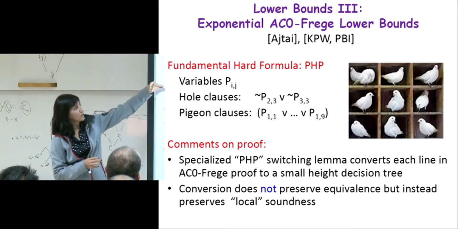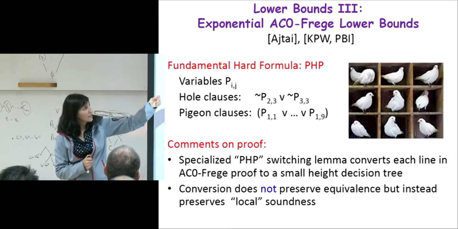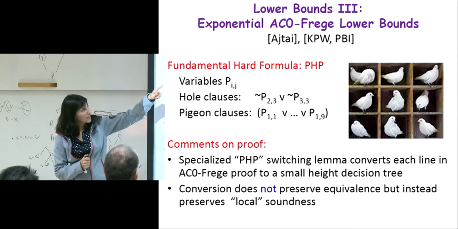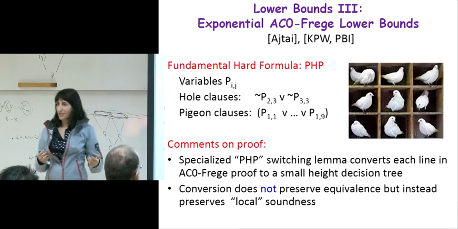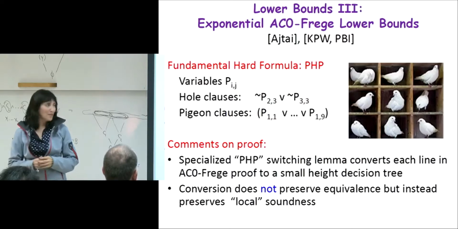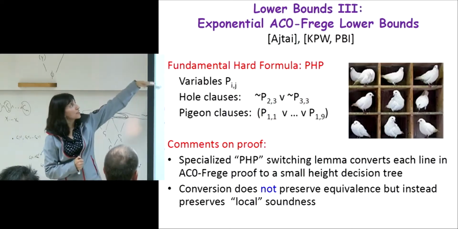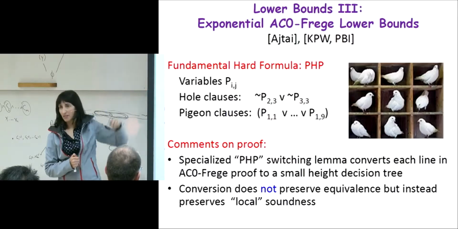The pigeonhole principle is probably one of the most famous examples of a hard tautology in proof complexity, and it's just the statement that, in this case, you have 10 pigeons and 9 holes, and you can't stuff n+1 pigeons into n holes in a one-to-one way. The variables of the formula are p_ij, representing whether or not pigeon i goes to hole j.